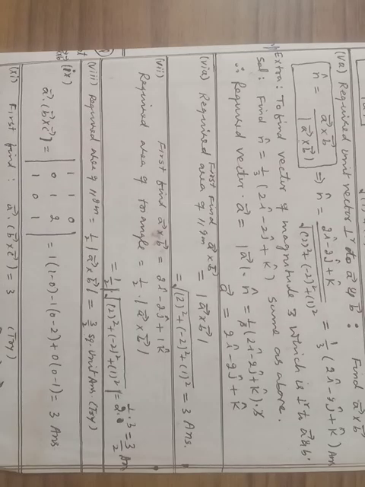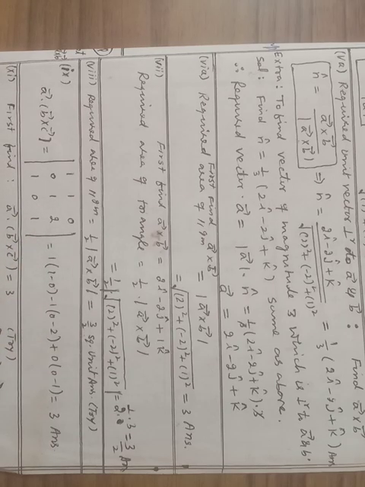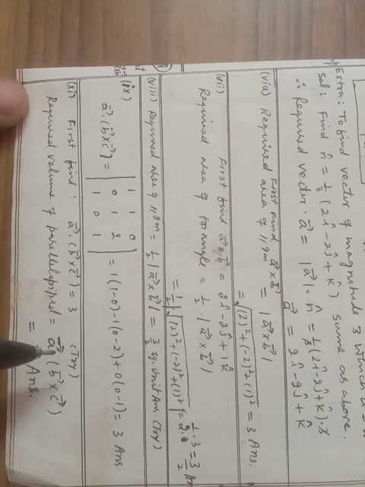Last 11th part, volume of parallelepiped is equal to A dot B cross C. So first of all find A dot B cross C like above. Then volume of parallelepiped is equal to A dot B cross C, and it is 3.